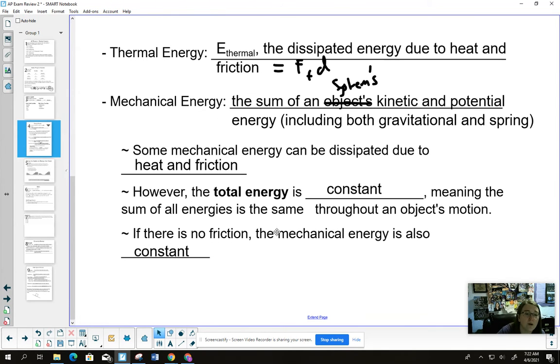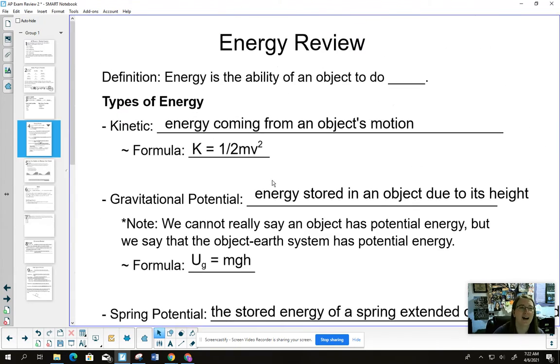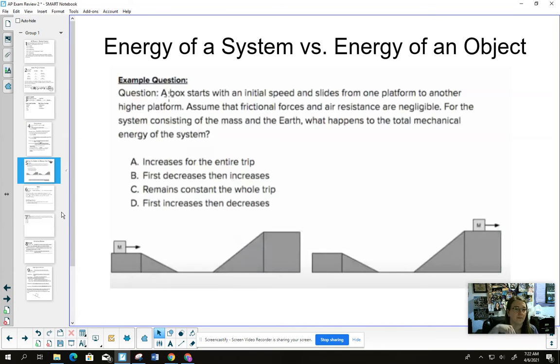So if there's no friction, we can also say the mechanical energy is constant because friction can dissipate some of that mechanical energy, but if there's no friction, then mechanical energy is going to stay the same as well, because there's no outside force or outside object taking away energy from that system. So that's just a real quick overview of energy. Let's go ahead and look at this one problem here before we go back to talking about work.